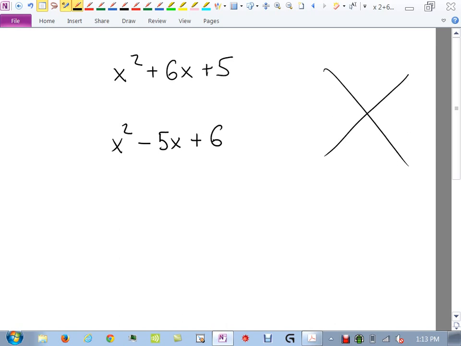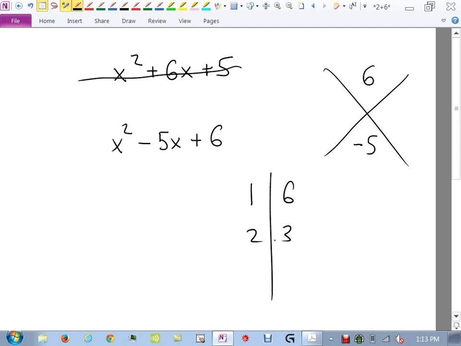What do you think most students want to use? 2 and 3? Or it's 2 and 3 or 6 and 1, right? Let's scratch this one out. It's 6 here and negative 5 here, right? Isn't that what this is? 6 and negative 5? What are the different ways you can get 6? 1 and 6 and 2 and 3.